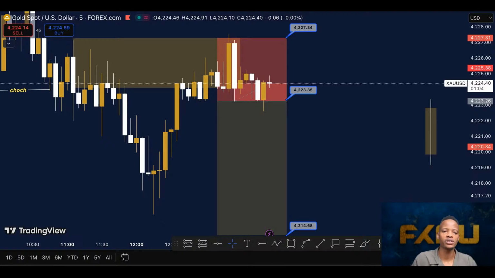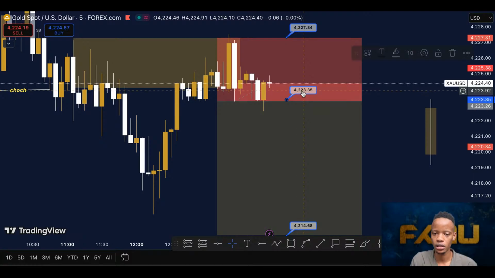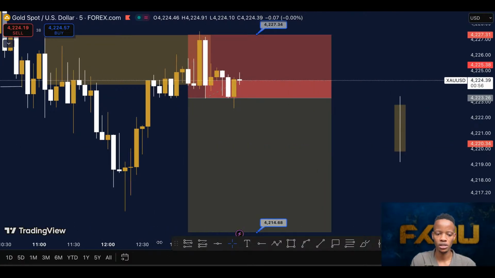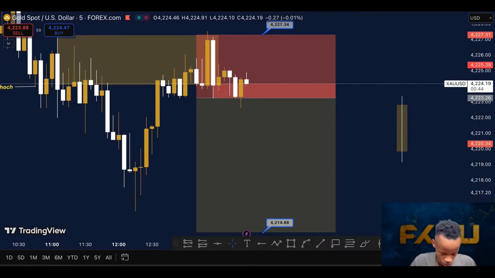So we don't know if this trade is going to hit TP or SL. Just waiting. Trading is a game of waiting. We don't know how it's going to play out. We're already in the sell. We want it to go down.